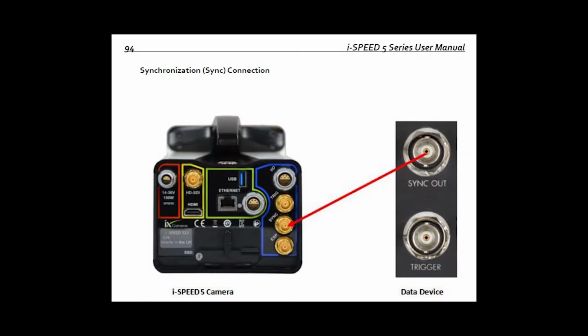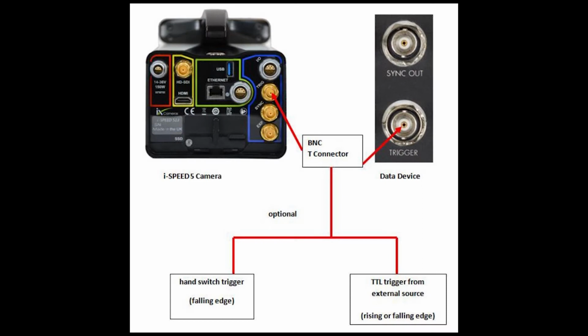Once you've got that, we need to connect sync and trigger to the camera. So we can go sync out of the data acquisition to sync in of the camera. We also then need to connect the trigger inputs to both the data acquisition and the camera. This can be connected to a hand trigger switch or an external TTL source.